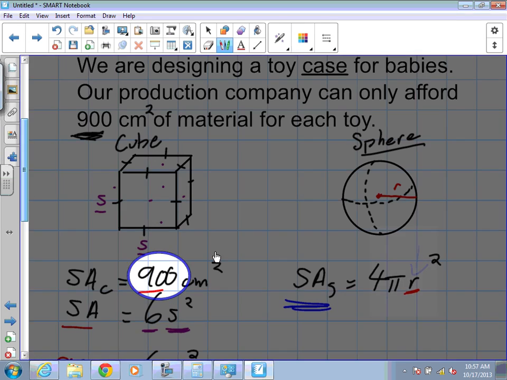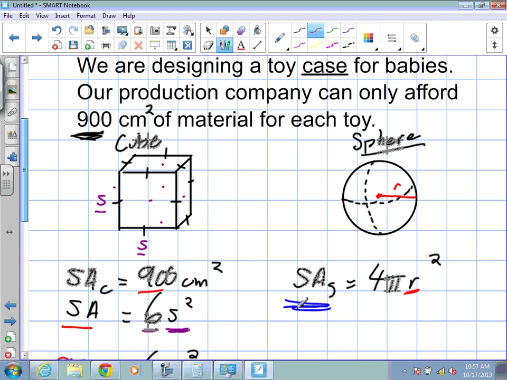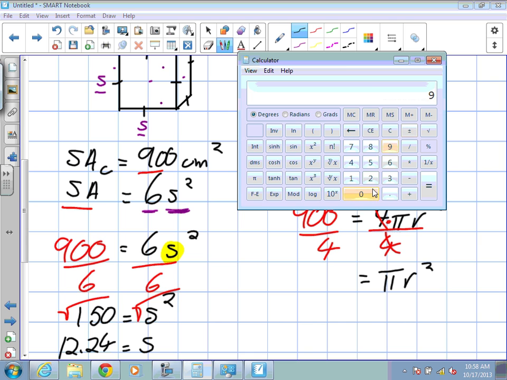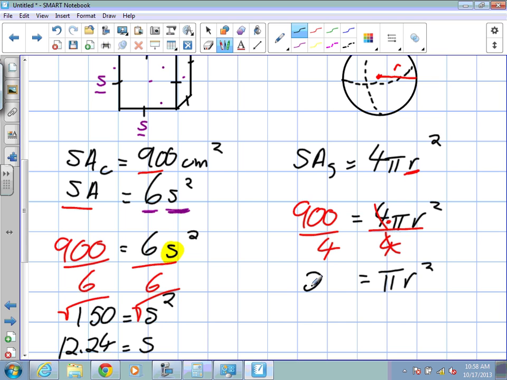So we're going to replace our surface area with 900 is equal to 4 pi r squared. We'll do this one step at a time. Let's say we want to move the 4 at first. To move the 4, we divide both sides by 4. We cancel out here. On the right, we'll be left with pi r squared. Our 900 divided by 4 is 225. So, 225 is equal to pi r squared.